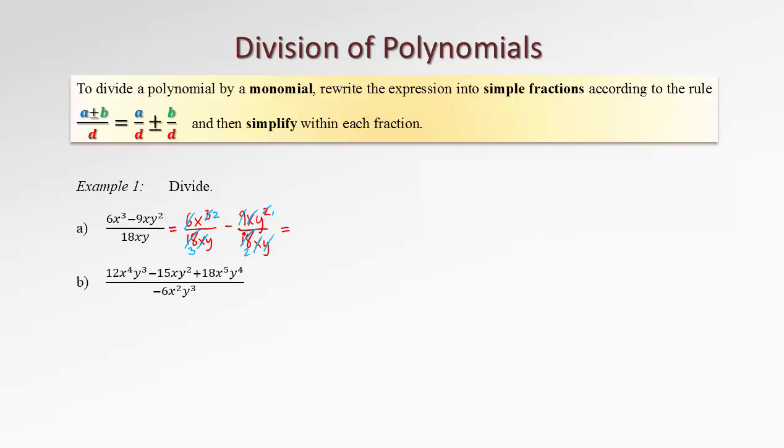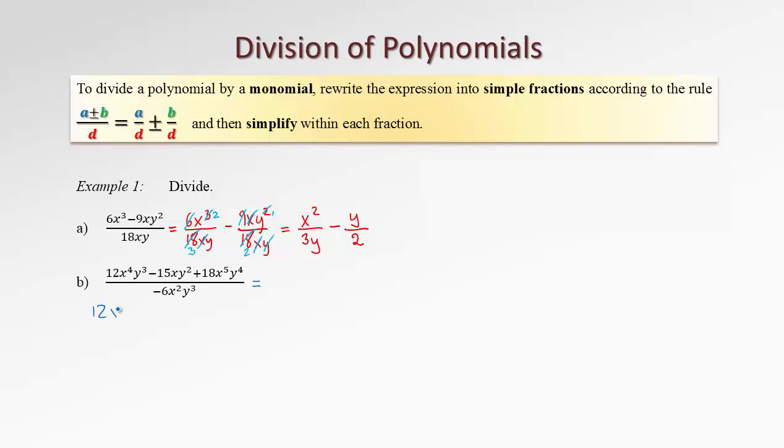Okay, therefore the final answer is, let's see what do we have here in the numerator, just x squared, and the bottom is 3y. Then it's minus, the numerator is single y, and the denominator is only 2. Okay, that's the answer. Let's try the second, a little bit longer example. Again, we are going to rewrite this question in simple fractions. So each term from the numerator divided by the same denominator.